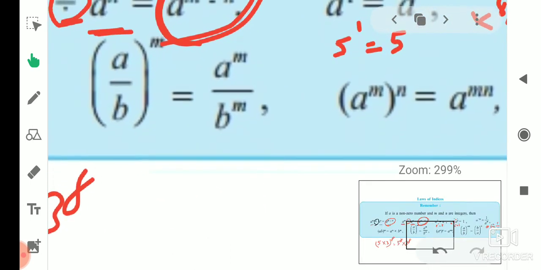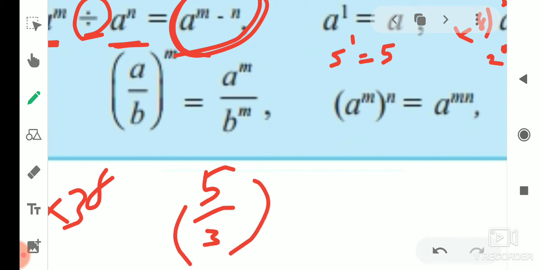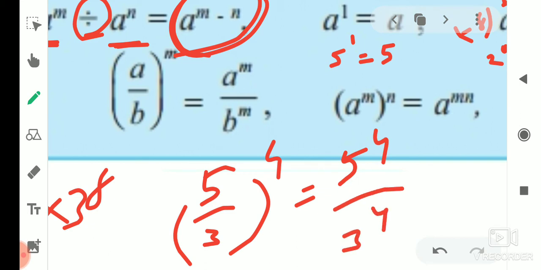The next property that we have seen is, if two numbers are in division and we are taking the power of that, then the power will separate out in the numerator and denominator. For example, 5 upon 3 raised to power 4 will give 5 raised to power 4 upon 3 raised to the power 4.